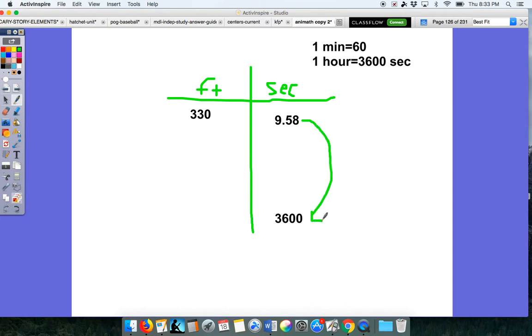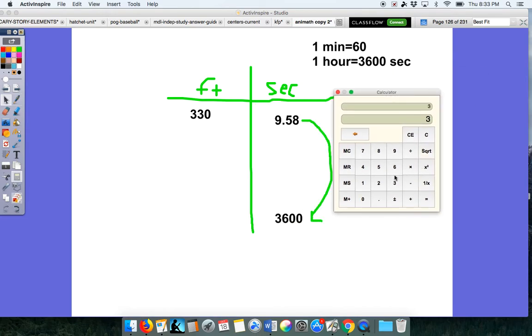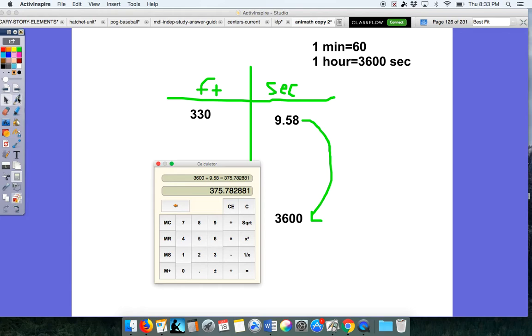way up to 3,600? For that, I can use my understanding of fact families. So I'm going to do 3,600 divided by 9.58. That means I need to multiply 9.58 times 375 and that decimal. Without clearing my calculator, I'm going to do the same thing to the feet, because whatever I do to one side, I must do to the rest.